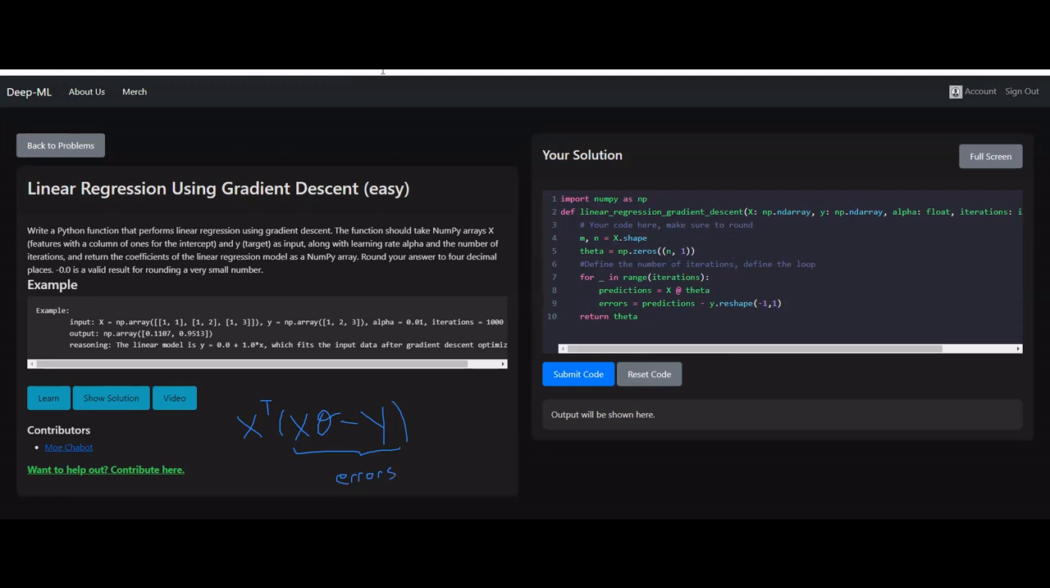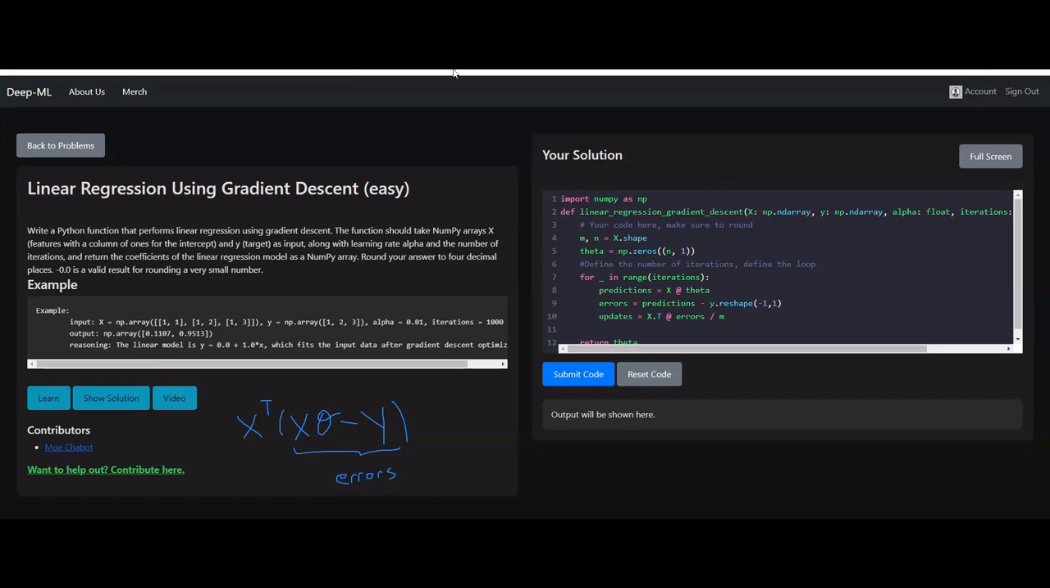Okay, so that out of the way, what we have to do now is multiply these errors by x transpose. Remember, we can transpose a matrix by just using the method .T. We're going to multiply it with the errors, and we're going to divide by m, which is the thing that I told you helps us as a correction for the size of the matrix.